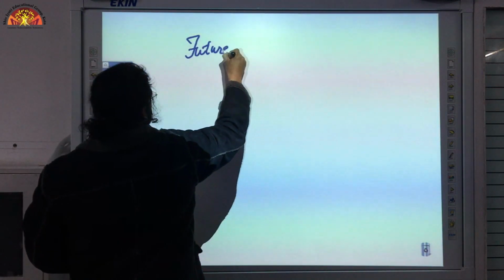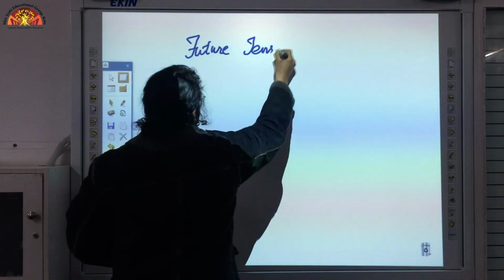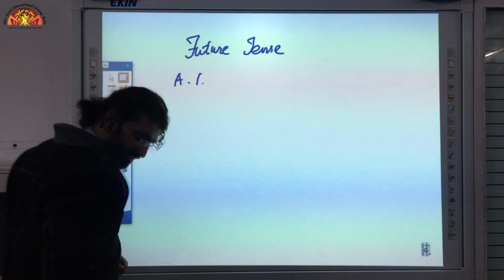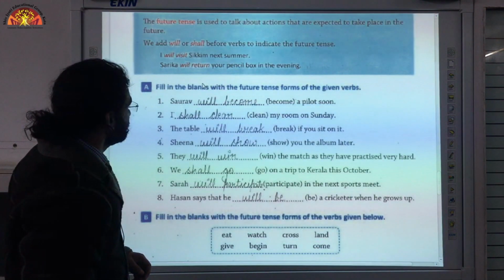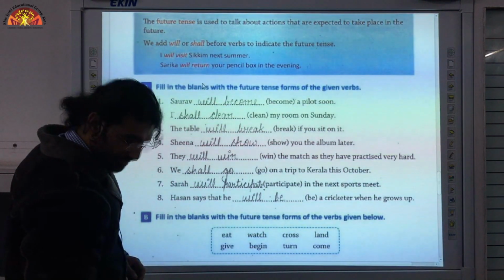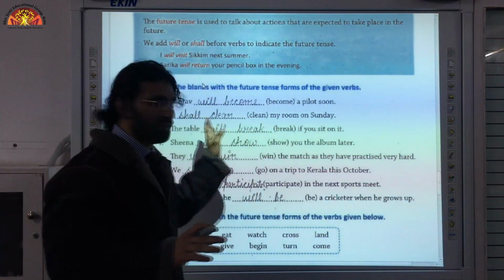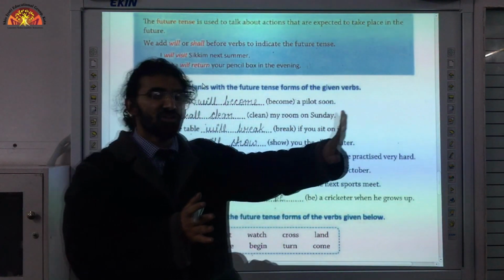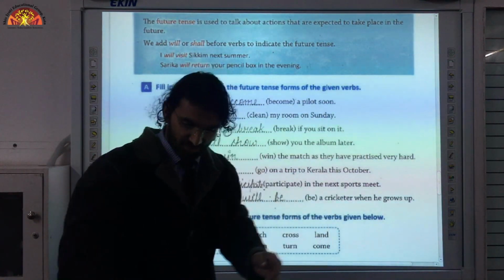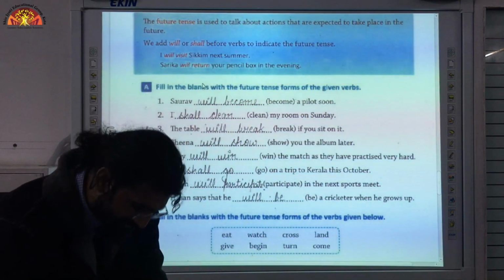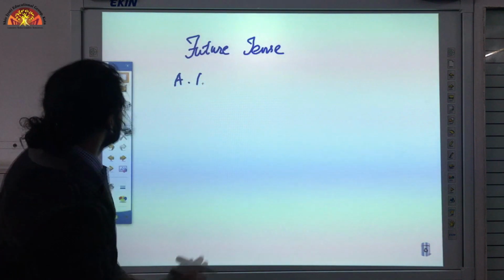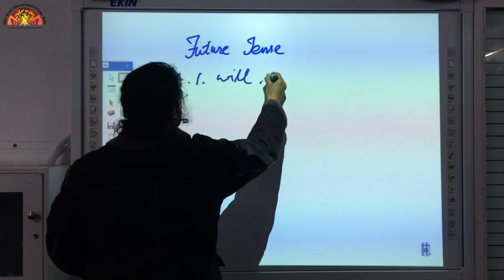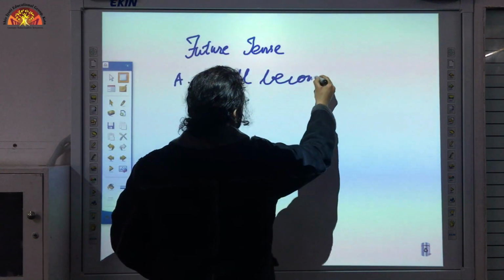Future tense. Exercise A, first one. Let's see. Saurav dash become a pilot soon. Pilot soon, which means Saurav is not a pilot yet. He is not a pilot now, but soon in the future he will be. So he will become. He is not a pilot presently, but in the future he will be. So the answer is will become.